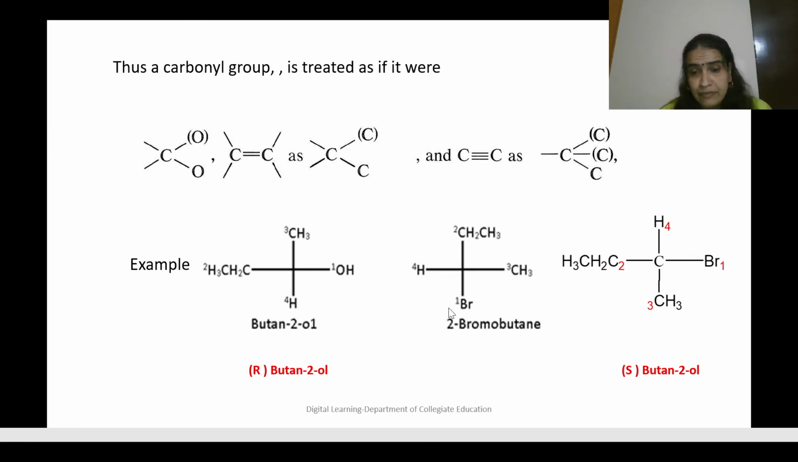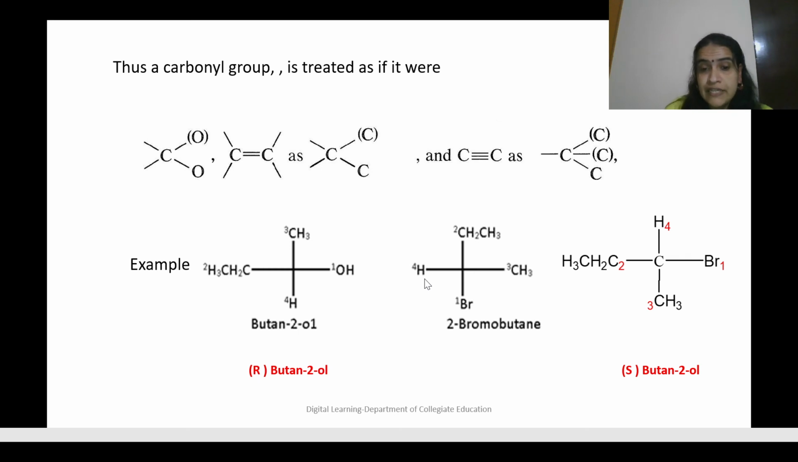Now coming to the second molecule, 2-bromobutane. Here again, there are 4 groups. One is hydrogen, one is bromine, then CH3, then CH2, CH3. So we can assign the priority. Bromine will be getting the highest priority number 1. Then the ethyl group will be getting second priority. Then the methyl group, and then 4th priority will be hydrogen.